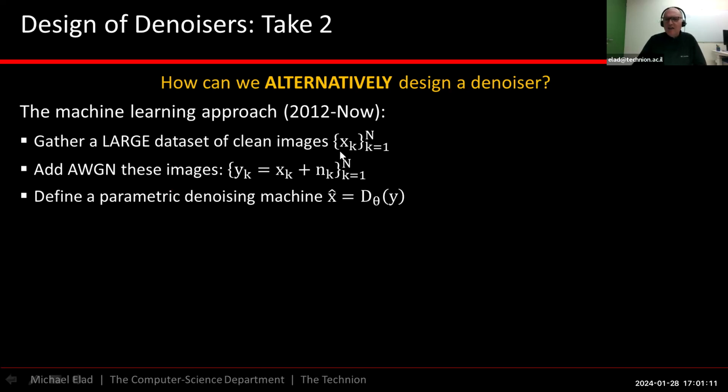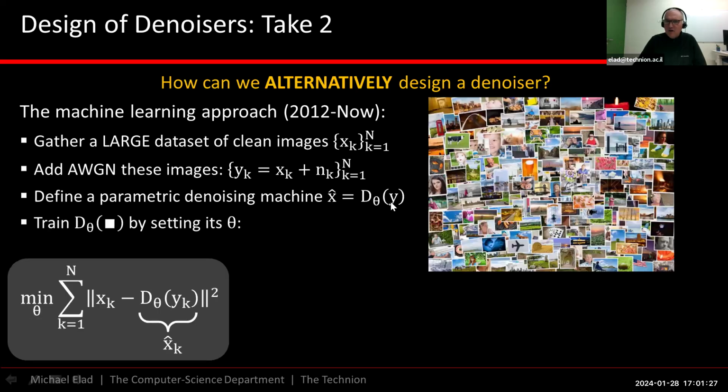So I can get many, many pairs of noisy images, YK, and their clean version, XK. Define your denoiser, a chain of mathematical operations that will take you all the way from Y to X hat, the estimated image. And hey, this is a parametric machine with theta as the parameters. And now train the denoiser to make the best effort to denoise the images as best as it can.